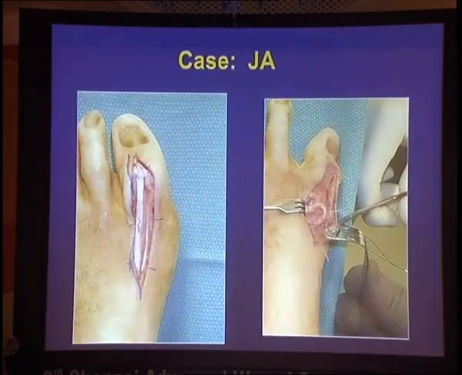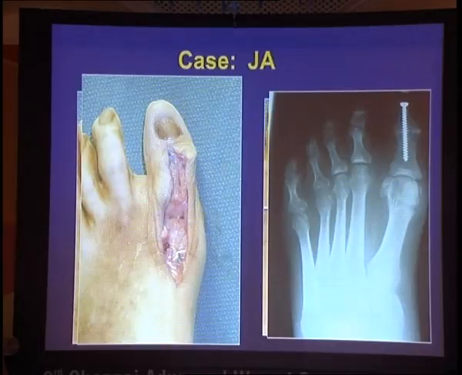So we address this with surgery, and you can see here, this is the extensor hallucis longus tendon being dissected out and cut distal to the hallux interphalangeal joint. Here's the tendon now folding back onto itself. Running that extensor hallucis longus tendon as a transfer into the first metatarsal.